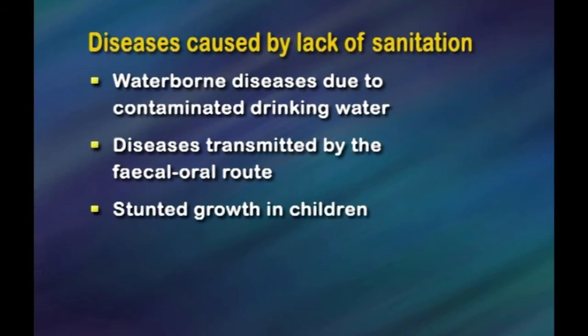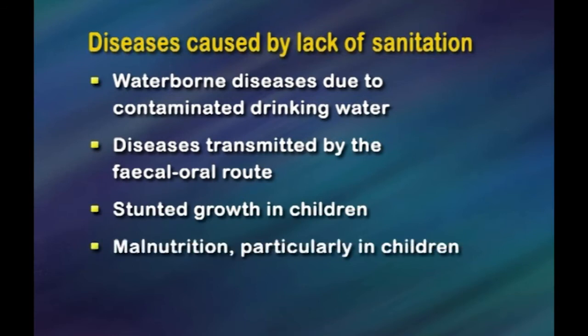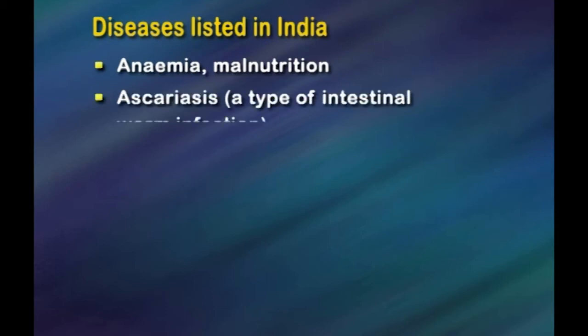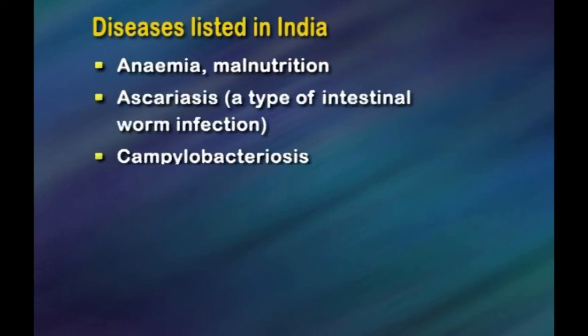Stunted growth in children, and malnutrition, particularly in children. The list of diseases that could be reduced with proper access to sanitation and hygiene practices is very long. For example, in India, 15 diseases have been listed which could be stamped out by improving sanitation. The first one is anemia, malnutrition. Next one is ascariasis, a type of intestinal worm infection.